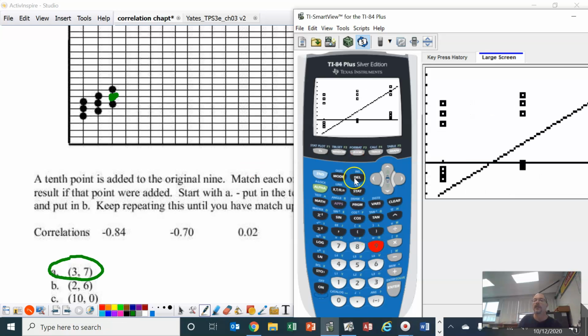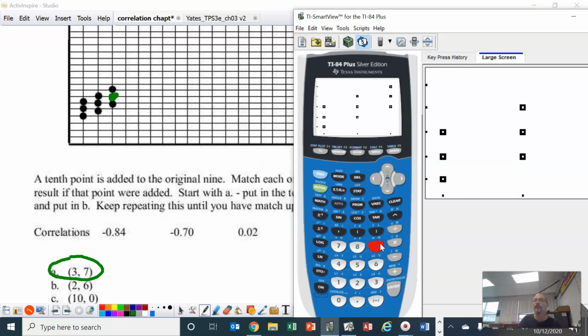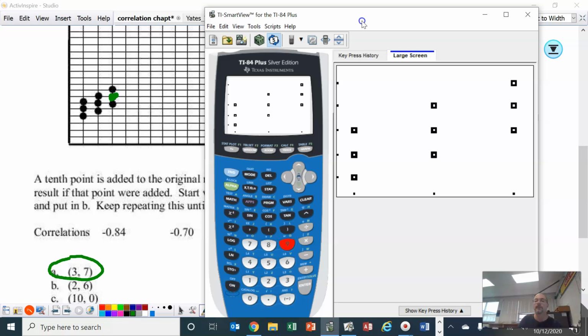Okay, oops, I've got something in my Y equals. So let me go ahead and delete that. And I'm going to turn off my plot number 2 because I've got that on. I don't need that plot on. Okay, there we go. So now zoom 9. So there are the dots.